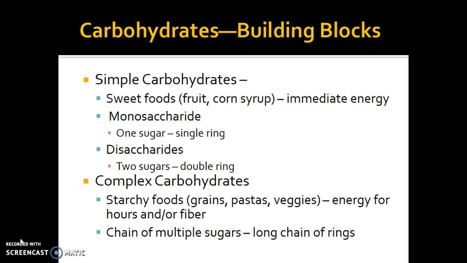When you string a bunch of monosaccharides, or single rings, together to form long chains, you get complex carbohydrates or polysaccharides. We can taste the difference between simple and complex carbohydrates. They taste starchy or bland, so those would be grains and pastas and veggies, and they would give you energy over a longer period of time, and so they are long chains of rings.